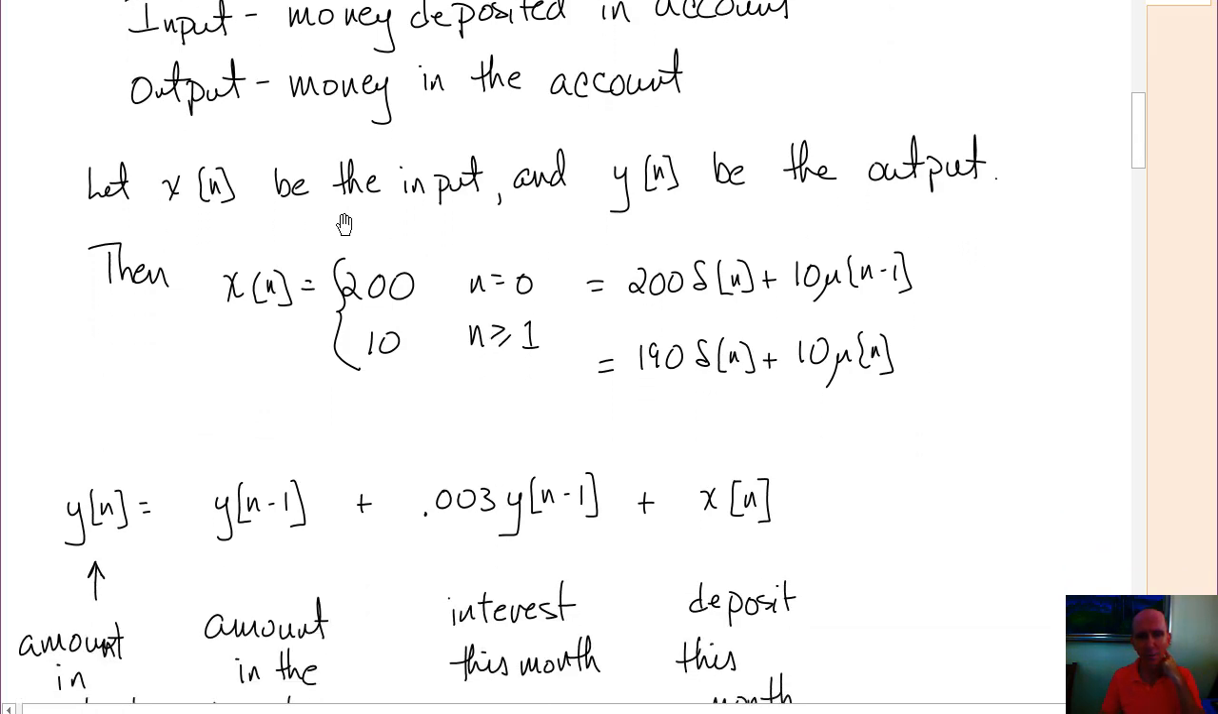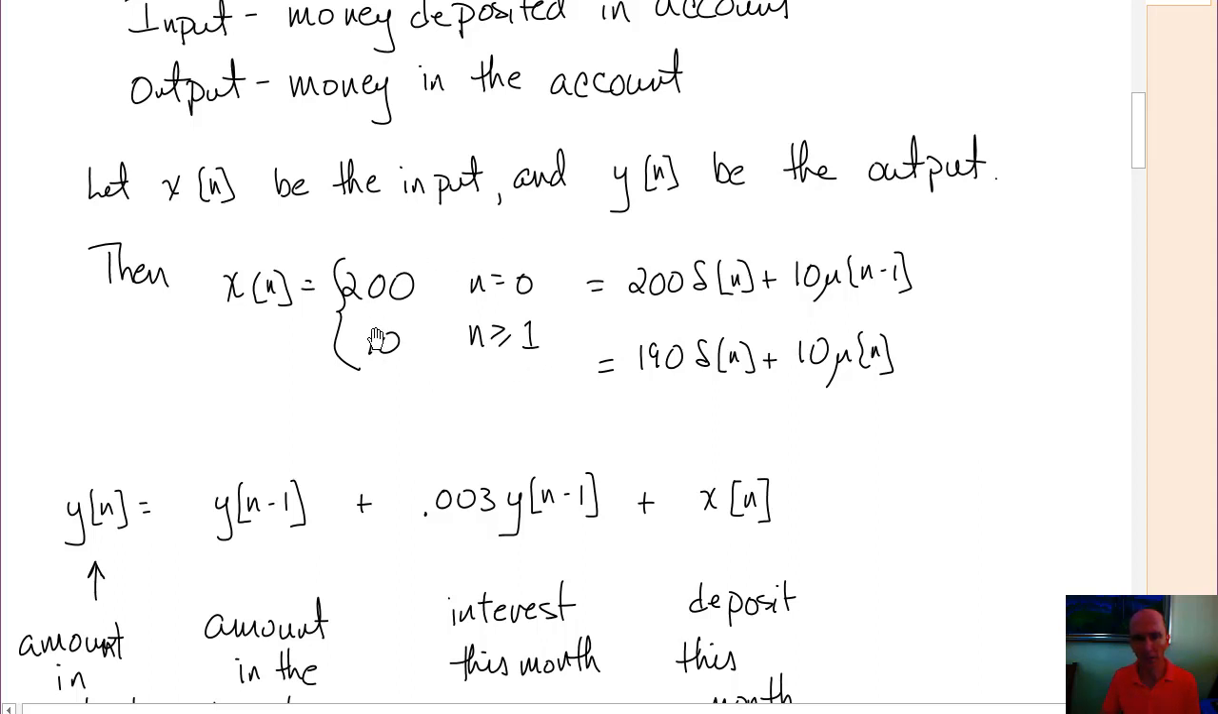Calling the input x and the output y, we can write the following, right? If x is the input, then x of n is going to be how much money we deposit. It's going to be 200 for n equal to 0, where n is the month: month 0, month 1, month 2, month 3, month 4. And we deposit $10 every month after that.